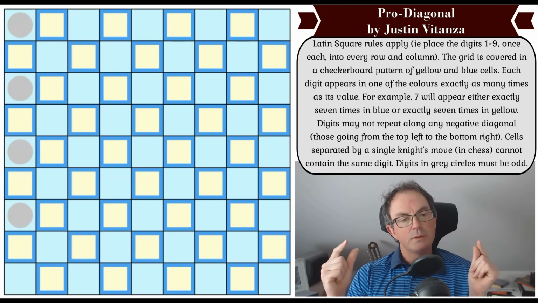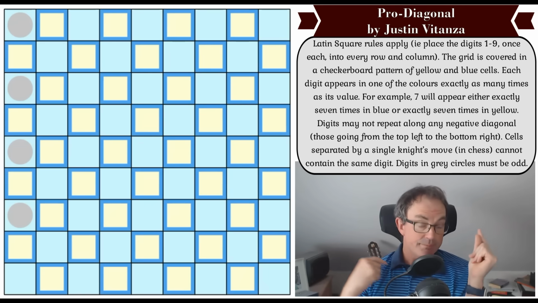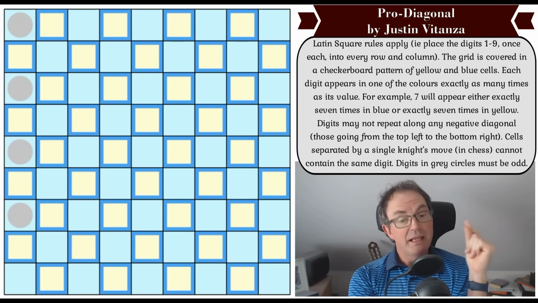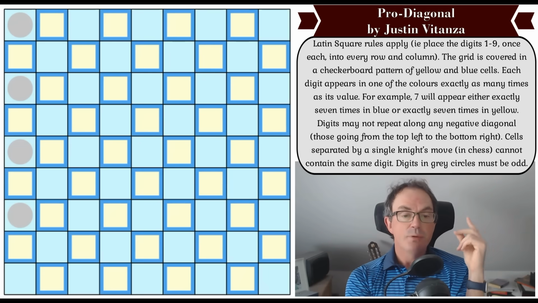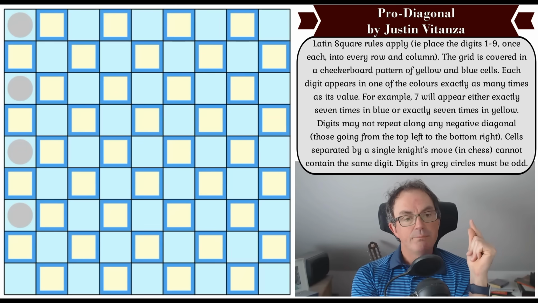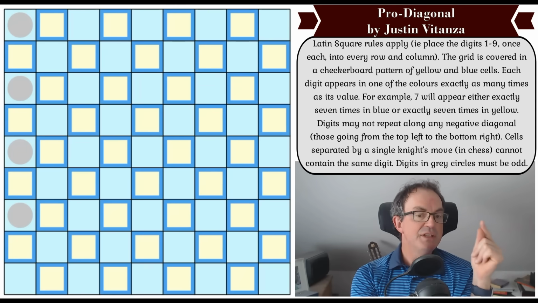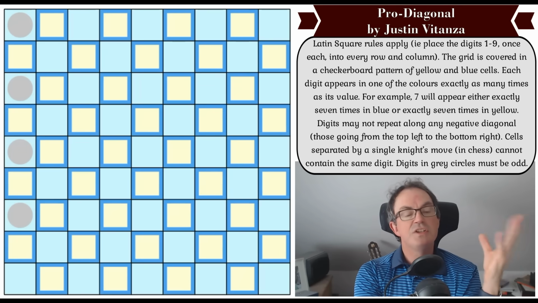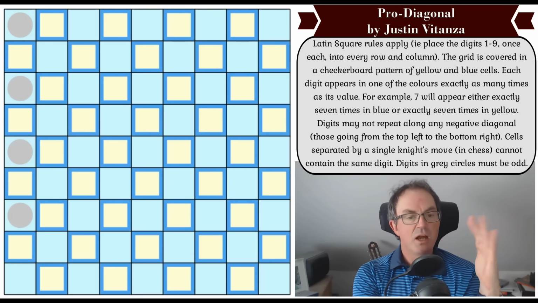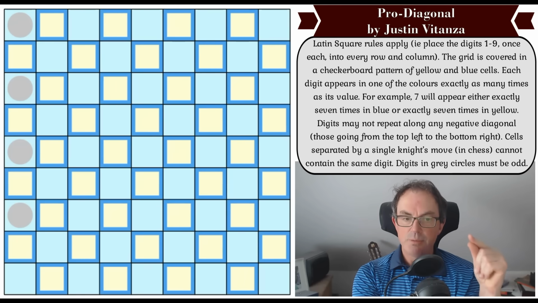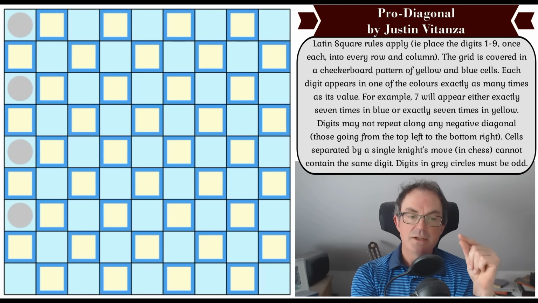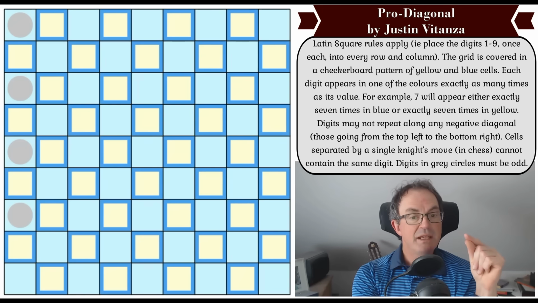Now what about the digits 2, 4, 6 and 8? Well, they are going to be correctly counted by yellow. Now how do we prove that? Well, we can prove that by saying, could they be correctly counted in blue? Let's look at the digit 6 and see if we can make the argument that it could be correctly counted by blue. If it was correctly counted by blue, how many 6s would there be in yellow?